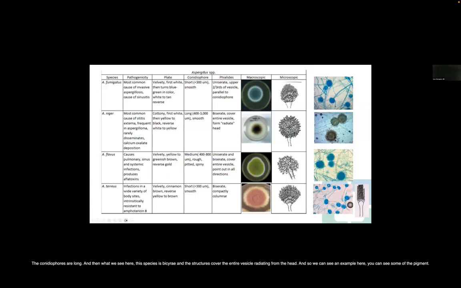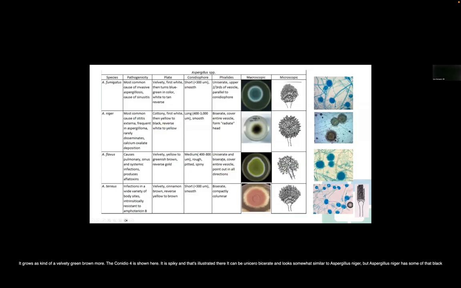And so we can see an example here. You can see some of the pigment. For Aspergillus flavus, this can cause pulmonary as well as systemic infections. It also produces an aflatoxin. It grows as kind of a velvety green-brown mold. The conidiophore is shown here. It is spiky, and that's illustrated there.